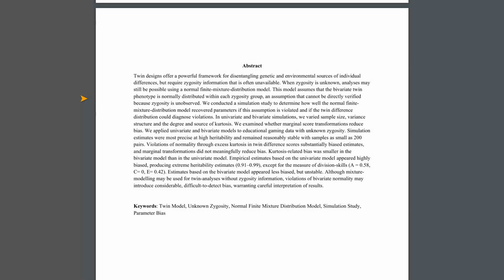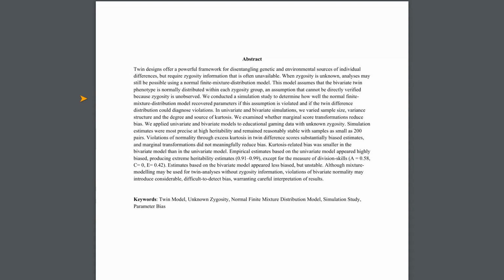So, the researchers did a huge simulation study. They basically created tons of fake twin data. They played around with different factors like sample size, how much of the trait was due to genes versus environment. And importantly, they messed with the normality assumption. They wanted to see how much trouble the model got into when this normality assumption was broken. Did it give wrong answers for how much was genes versus environment?